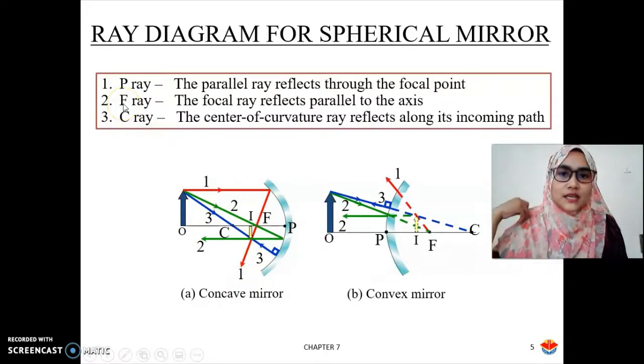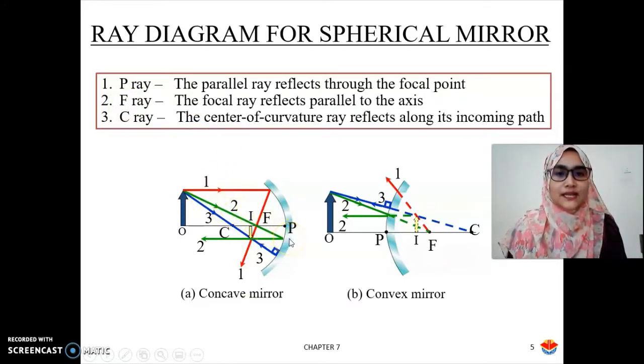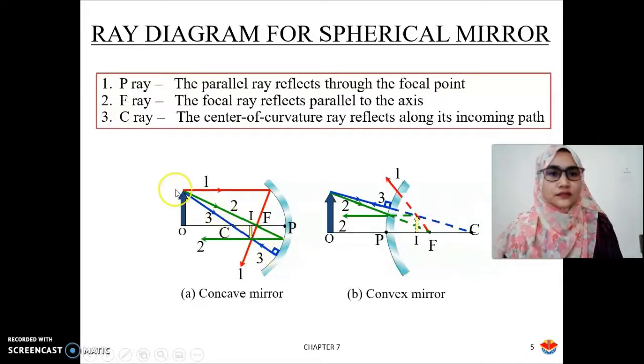F ray is actually the reverse. The light passes through the focal point first, and then gets reflected parallel. The last one, which is the easiest one, is C ray, which is center of curvature ray. From the object, it passes through the C point there, and then is reflected on the same line.